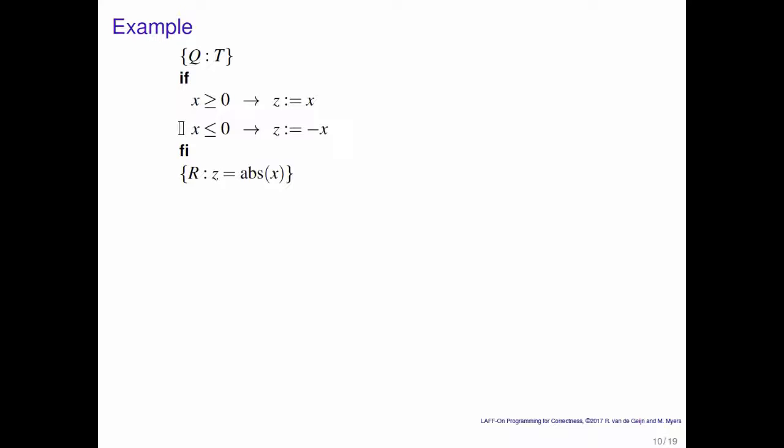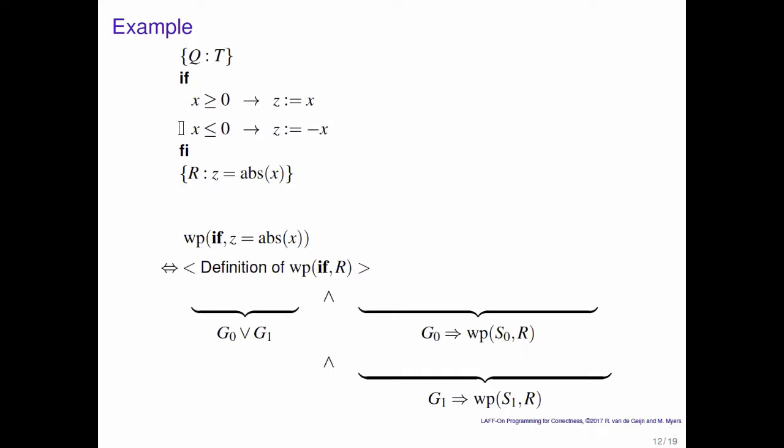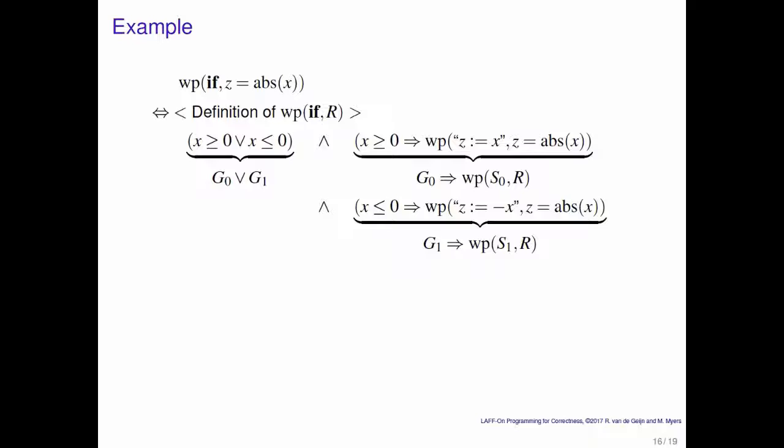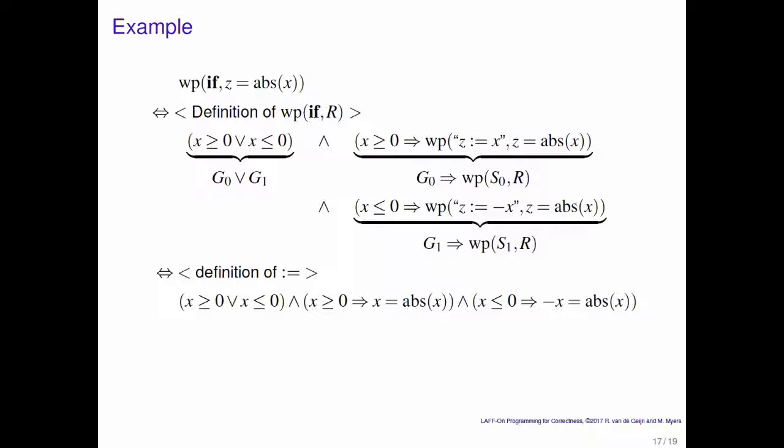So here's the code segment again. We now look at the weakest precondition. We outline what it equals. We only have two guards, so we only have G0 or G1, and then if G0 holds, then that has to imply the weakest precondition of S0, R, and if G1 holds, then that has to imply the weakest precondition of S1, R. Then we can simply fill in what the guards are, and we can fill in that the first guard must imply the weakest precondition of the first statement, and the second guard must imply the weakest precondition of the second statement. It's a matter of just filling it in. So that puts us in this situation, and now we notice that we have learned how to compute the weakest precondition of an assignment. So that allows us to get to this point right here.